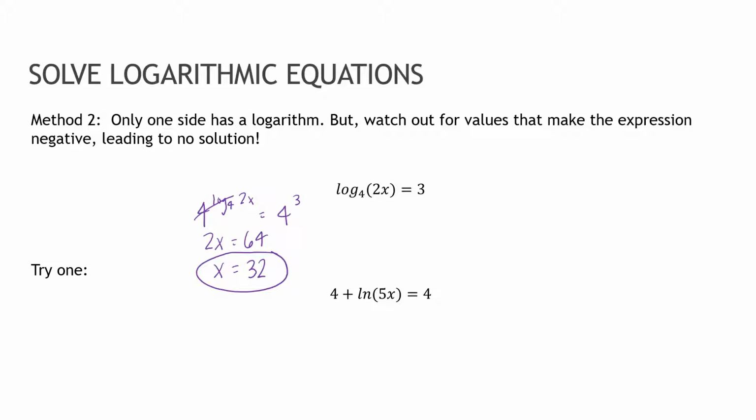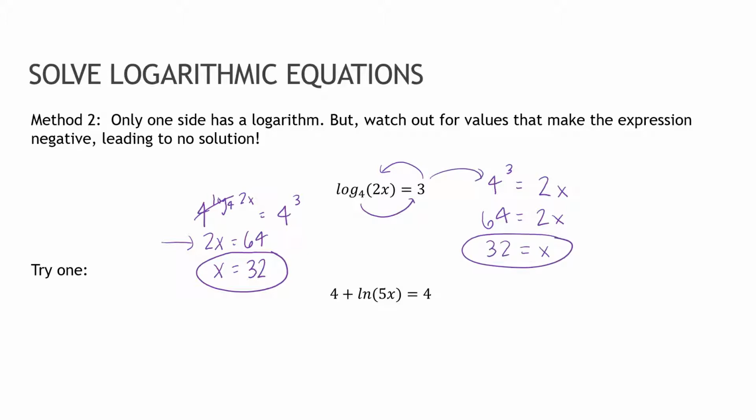The other way to do it, I think, is way more fun because it just takes us back to that swirly method. The swirly method says you get 4 to the third equals 2x, which, if you'll notice, is exactly what I had before. So 64 equals 2x, and then x equals 32. So I got the same answer either way. I typically swirl it, but either way you do it, you get the same answer. So again, the second one you can try on your own, or you can do it with me.